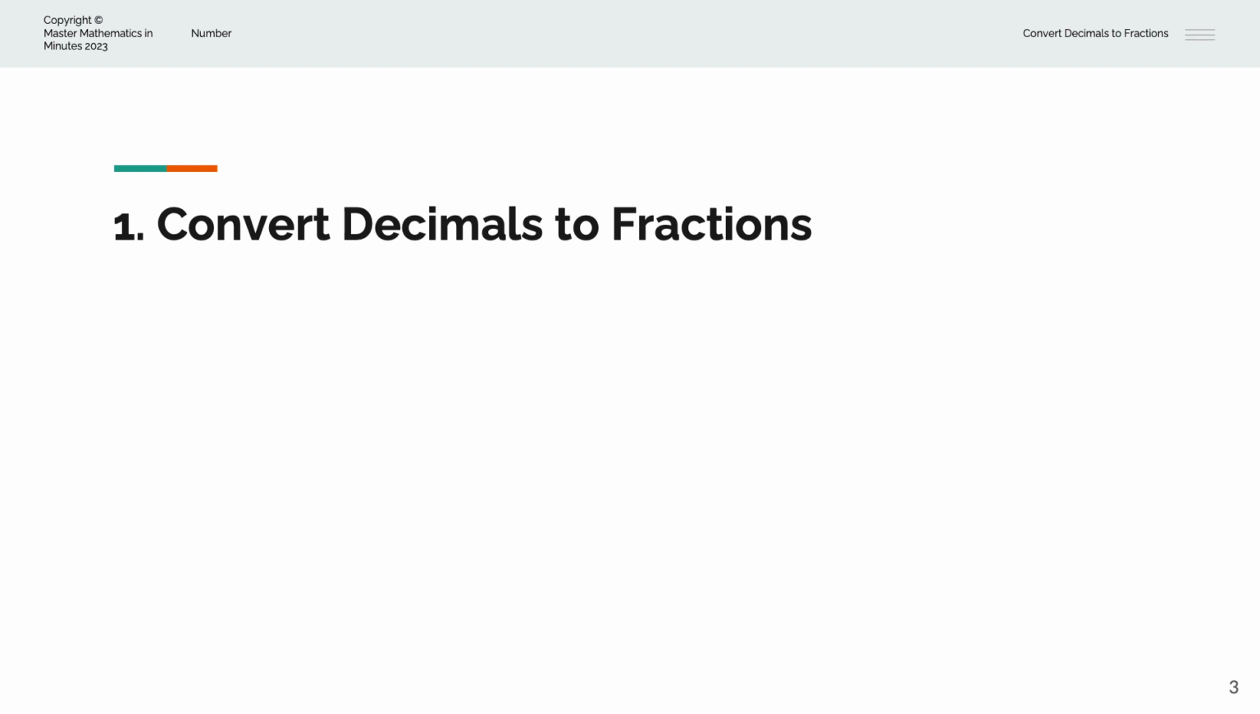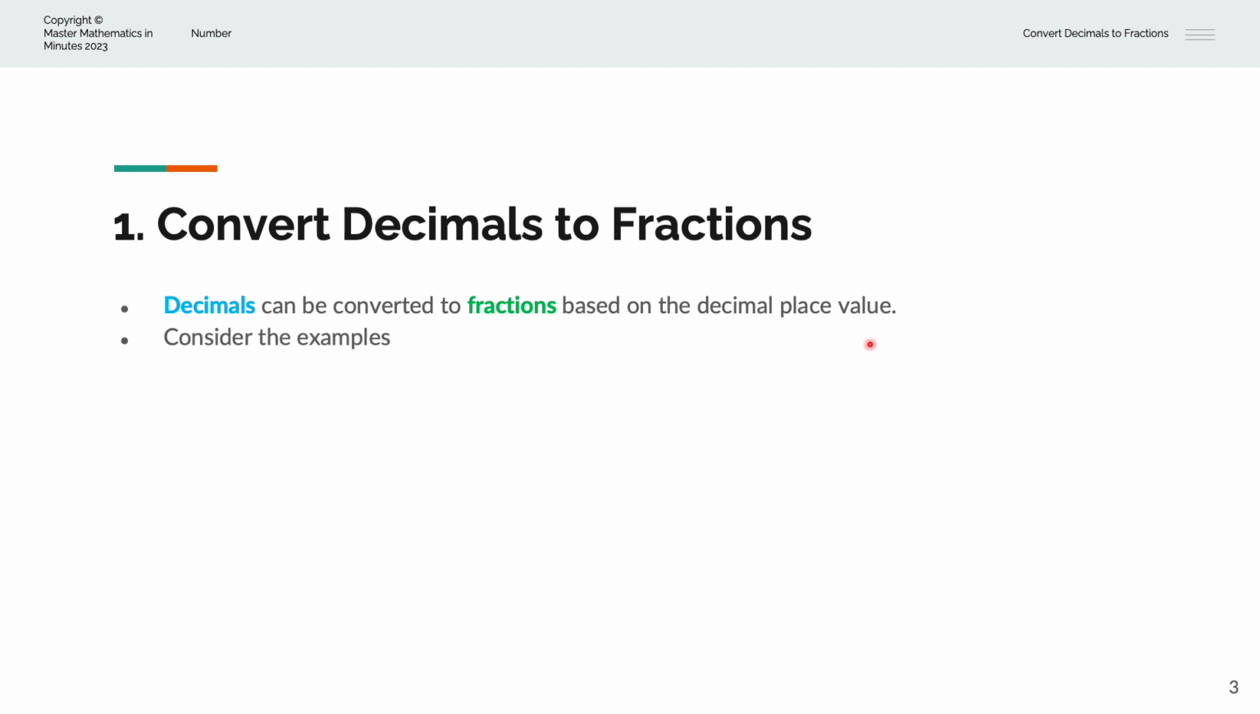So, how do we convert decimals to fractions? Decimals can be converted to fractions based on the decimal place value. Let's consider a couple examples. We have 0.3, and the decimal place value of the digit 3 is in a tenth. And so we can rewrite that as 3 over 10.